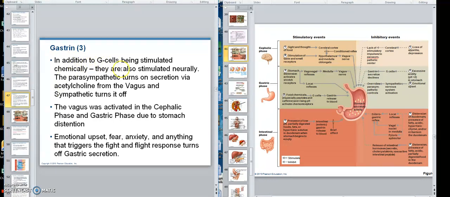In addition to G cells being stimulated chemically, they are also stimulated neurally, by the parasympathetic, but we just said that, the vagus. And sympathetic turns it off. We already showed over here, the vagus was activated in the cephalic phase. We already said that, just the thought. The vagus was activated in the cephalic and gastric phases, due to stomach distension. But again, emotional upset can change everything.